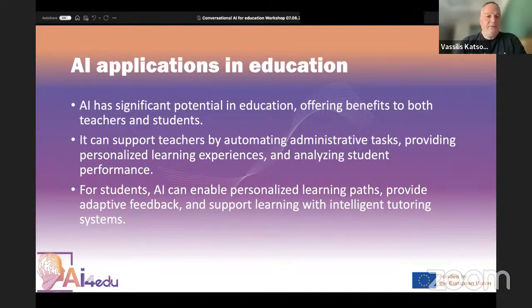for teachers and for students, especially for teachers. Administrative tasks can be automated with the use of AI. It can analyze student performance, so it can give some initial marks and make marking less time consuming, or provide some personalized experience. For students, of course, the learning paths can be adapted, giving feedback and supporting learning with intelligent tutoring.